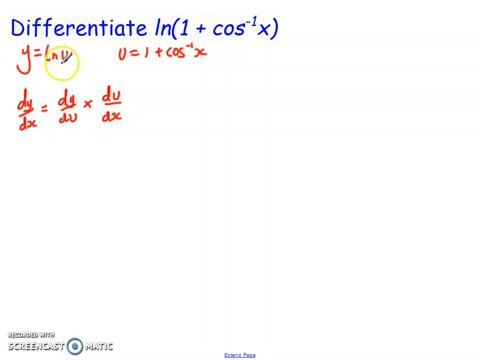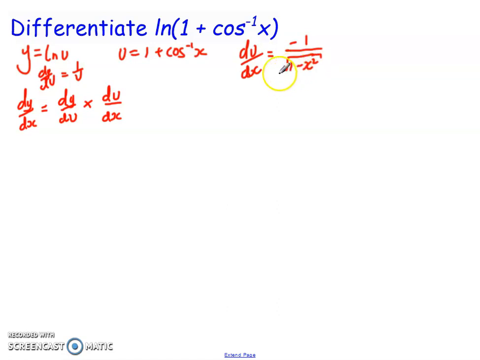So if y is equal to ln u, then dy by du is equal to 1 over u. And if u is equal to 1 plus cos minus 1 of x, du by dx is quite simply equal to, well, the 1 differentiates to nothing. Cos minus 1 of x we know is equal to negative 1 over square root of 1 minus x squared. We know that previously from the video.